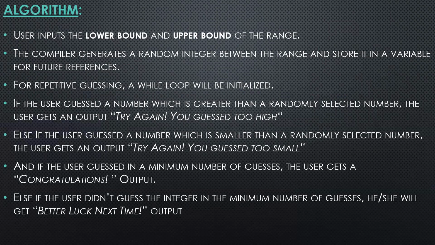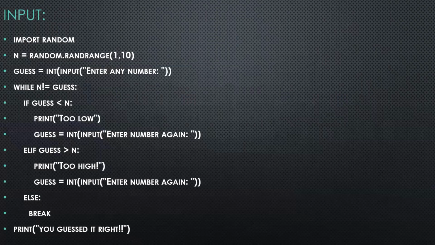And if the user guesses within the minimum number of guesses, the user gets an A and a congratulations output. Else, if the user did not guess the integer in the minimum number of guesses, he or she will get "better luck next time" as an output. So here is the code for our game.